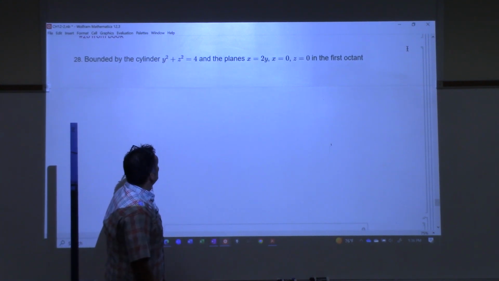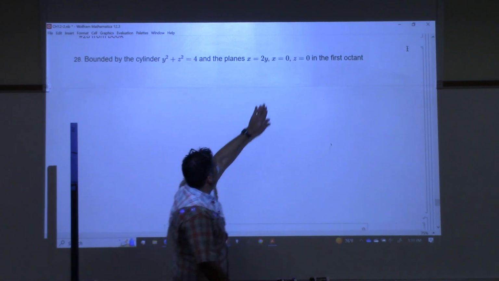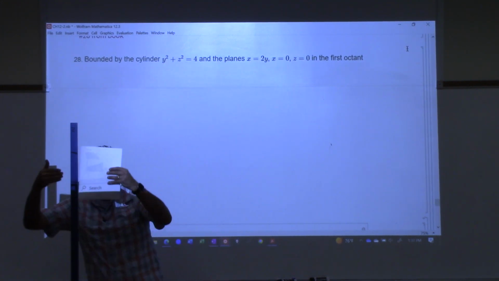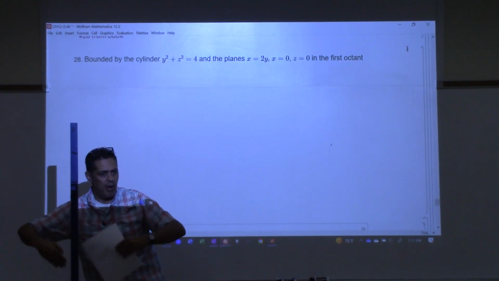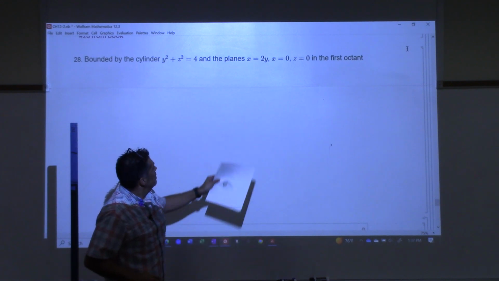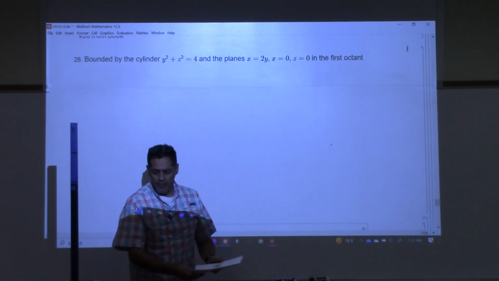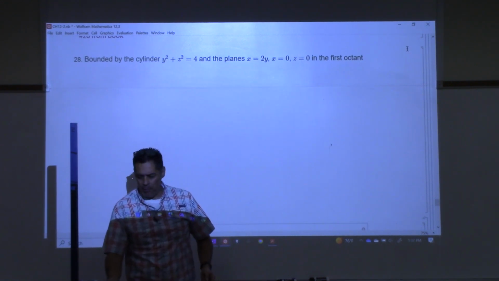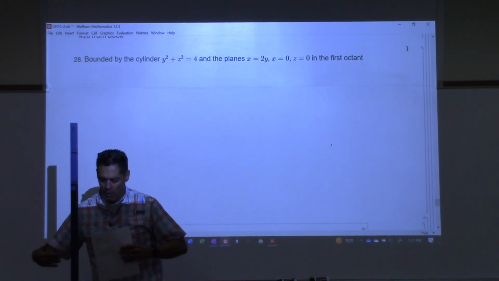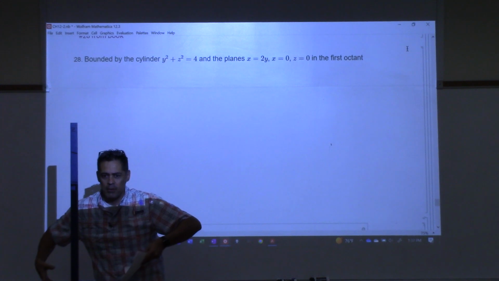Okay, now let's do the easy ones. X equals 0, the YZ plane, right? YZ plane, cylinder. Z equals 0, the ground, right? The XY plane. So we've got a plane down here, this ground, this wall, and a cylinder going through.